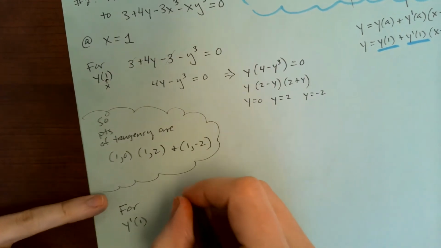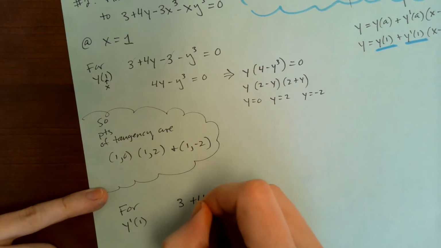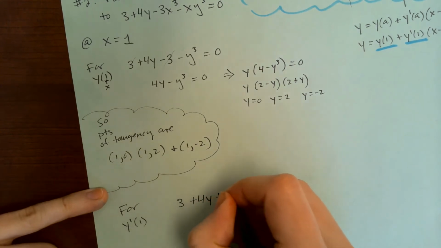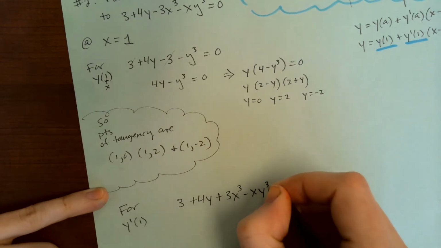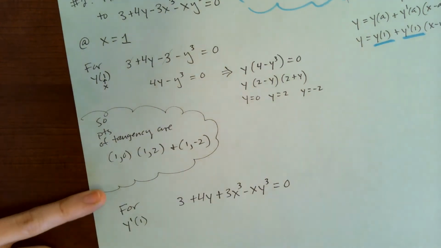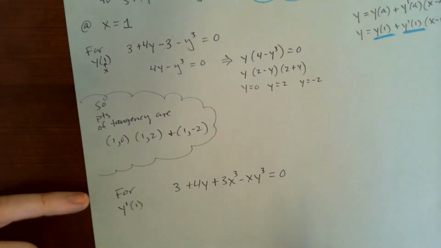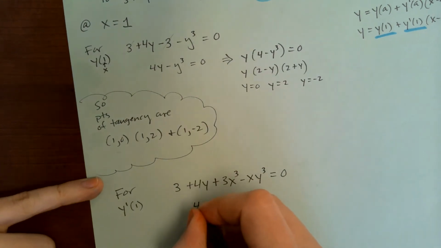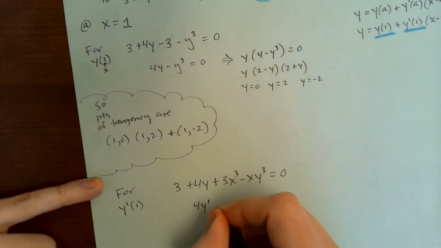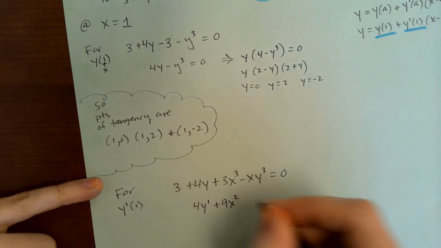Let me just write down this original. You don't have to rewrite it, though. I know this is where I messed up last time, so let me be careful. I'm taking the derivative. The derivative of that is 0. The derivative of this is 4y prime. This derivative, 3 times 3 is 9, so it's 9x squared.